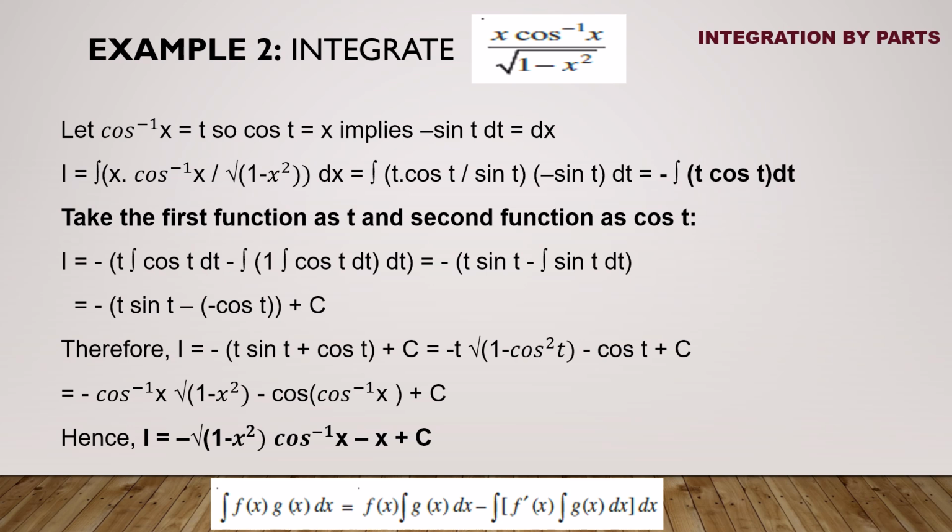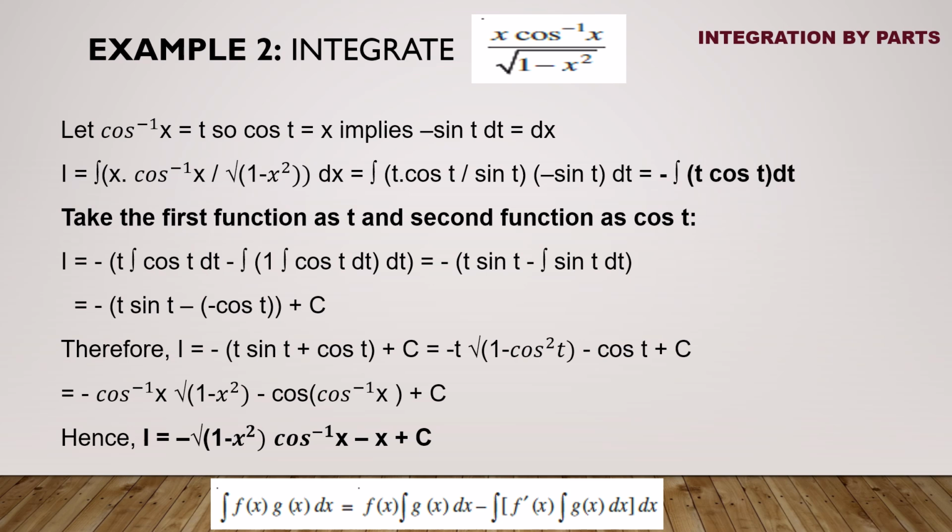Now you can see it is simple. Two functions, multiplication of two functions, we can use integration by parts. Take the first function as t and the second function as cos t. Put the values. Now you know what is the integral of cos. Integral of cos is sine, and the derivative of t is 1. So putting all the values, we get I is equal to minus of t sin t plus cos t plus c.